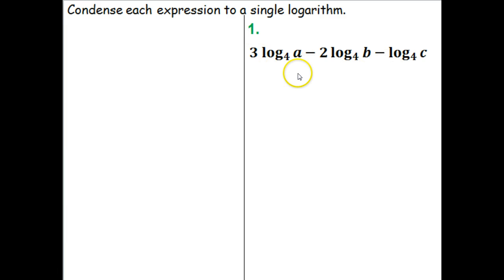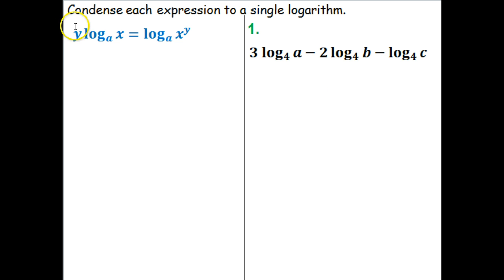With this one, we're asked to condense this into a single logarithm. There are several steps that we need to go through. The first one that we want to identify is, is there anything that we can move to their exponents to condense them? It appears as though there are. We've got a 3 here and a 2 here. So let's look at the rule for that.